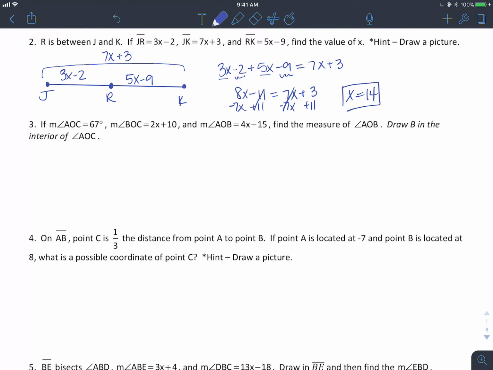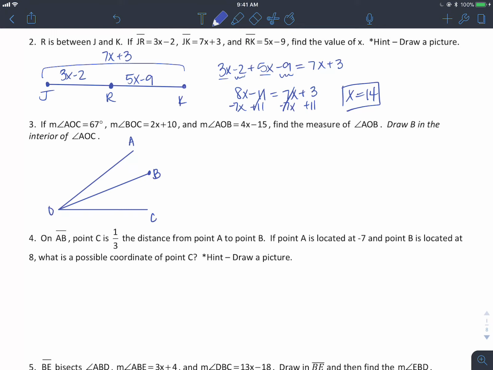All right, number 3. So number 3, you have angle AOC. So AOC could look something like this. Then it says draw B in the interior. So B is in the interior somewhere, and B is going to be right here. So that means we are now going to have the big angle and then two small angles.